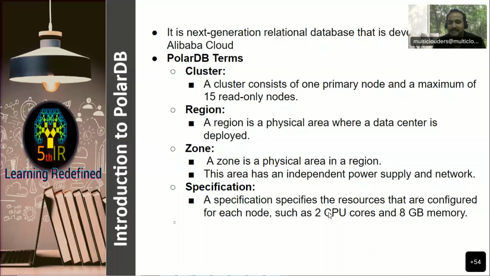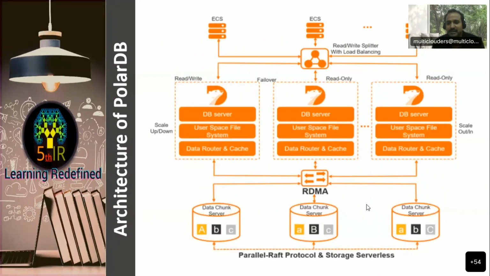In my case, since it's a demo, I have created a PolarDB cluster with a specification of 2 CPU cores and 8 GB memory. This is a basic term you got to know. And now, moving to the architecture diagram for PolarDB.